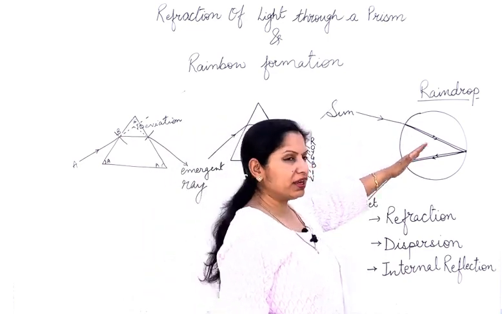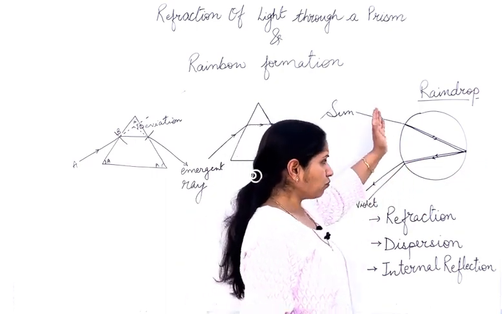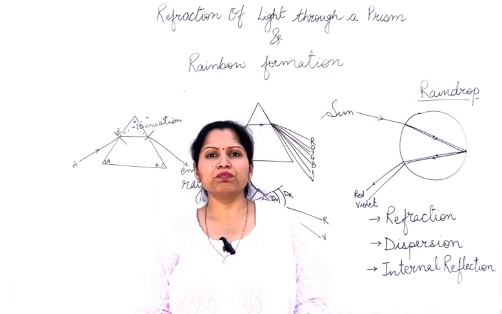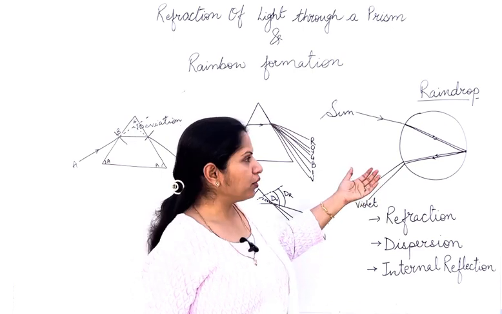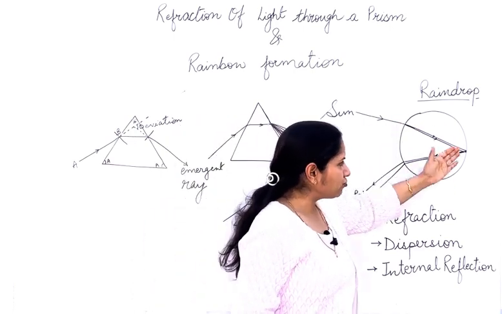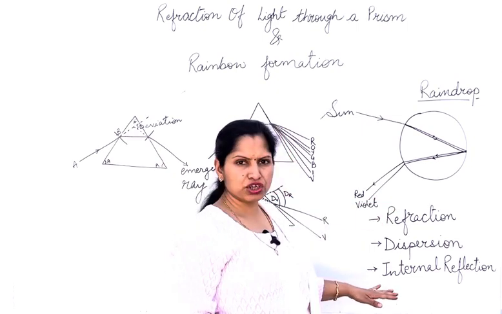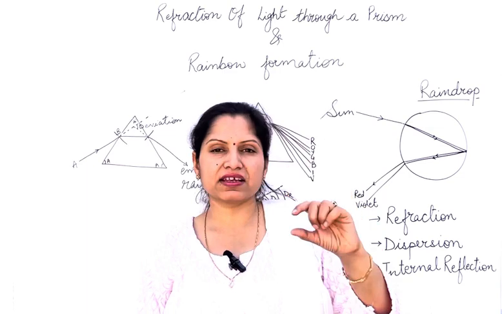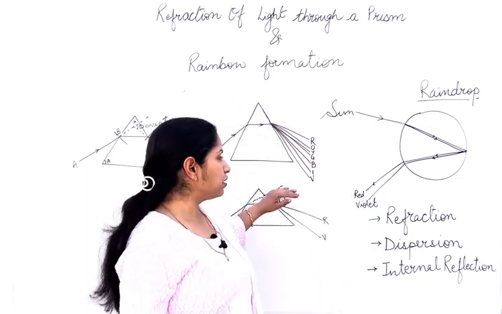So it will be showing refraction. It will be undergoing refraction. Once it enters raindrops, every raindrop behaves like a prism. So the light ray is going to bend and show the dispersion of light, because every raindrop behaves like a small prism. So the light is going to undergo dispersion of light.